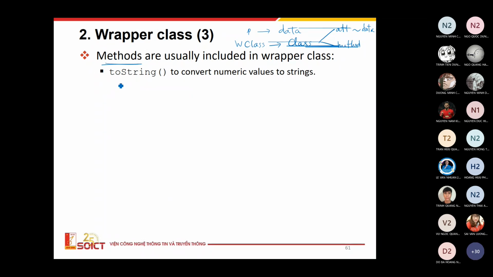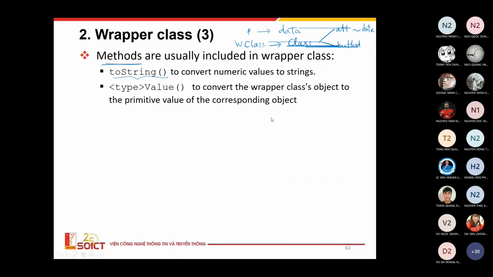Firstly, for every wrapper class, you will have two string methods to convert the numeric value to a string. You will have this syntax and the name of the method, valueOf. Later you will know that this is generic programming.